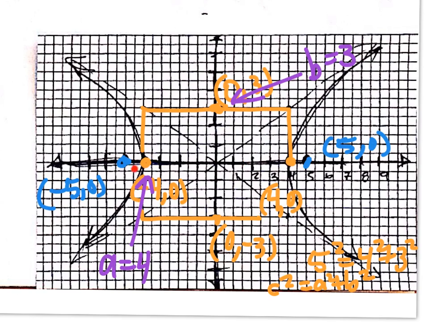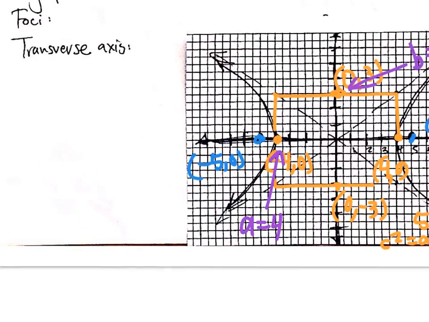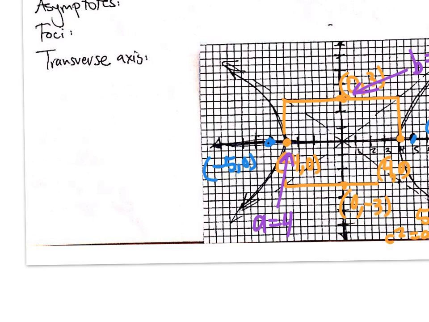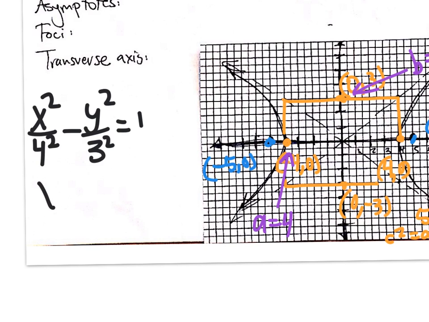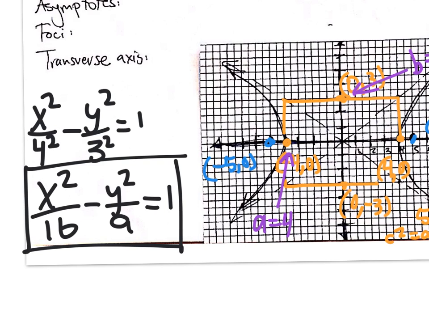And the vertices go from the center in the x direction, so 4 squared is going to be underneath the x. So our equation will look something like this. We're going to have x squared over 4 squared. It's a hyperbola, so minus. And we have y squared over 3 squared equals 1. And we would simplify just a little bit to say this. All right, so that is our equation of that hyperbola.